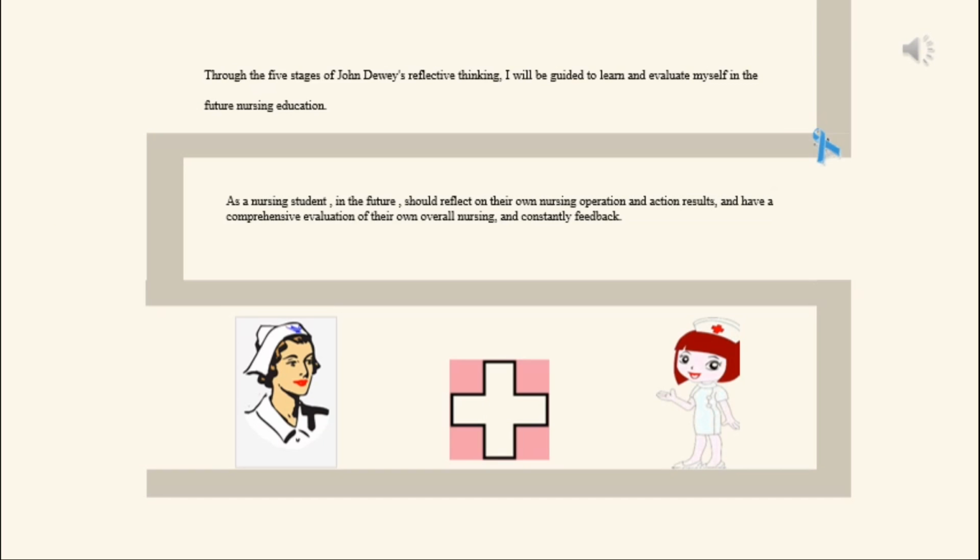Through the 5 stages of John Dewey's reflective thinking, I will be guided to learn and evaluate myself in future nursing education. As a nursing student, in the future I should reflect on my own nursing operations and action results, and have a comprehensive evaluation of my overall nursing and constantly give feedback.